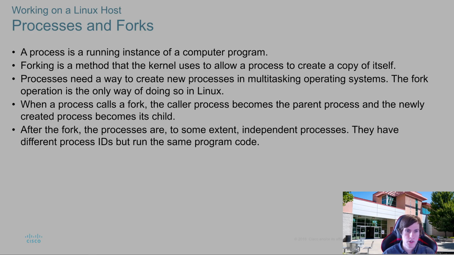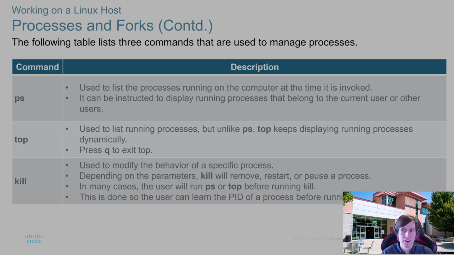When a process calls a fork, the caller process becomes the parent process, the newly created process becomes its child. So after the fork, the processes are to some extent independent processes, but they are still linked from who is the original creator, who's the bottom part of the fork, and then who are the other sides of it, right? They have different process IDs, but they run the same program code. So they're still related, like parent and child, but they are different individuals.